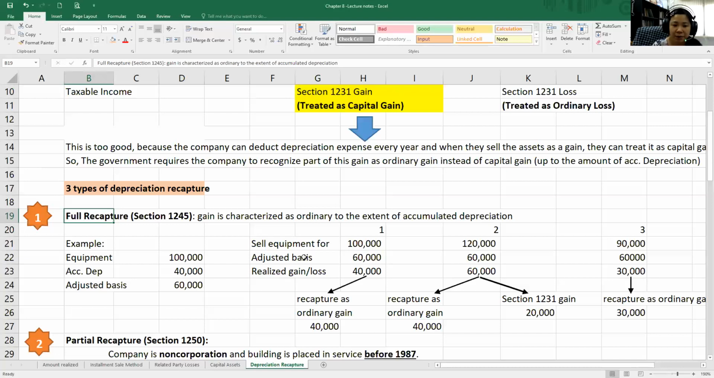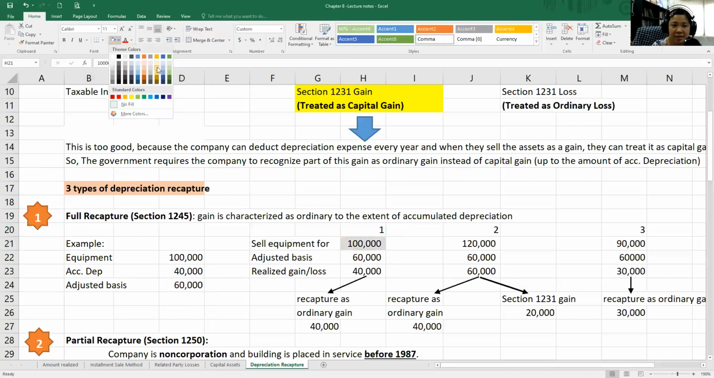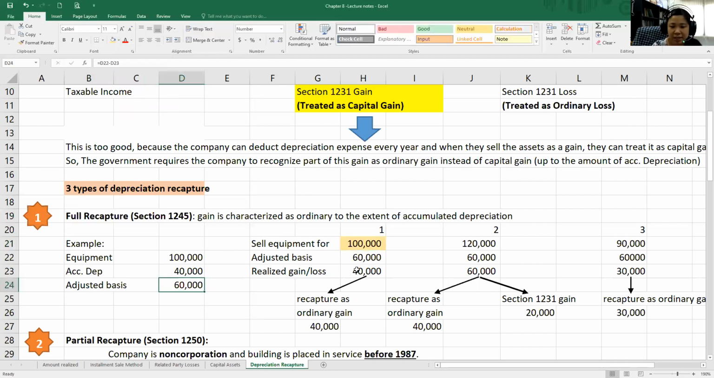Okay. For example, I have an equipment of 100,000 and I have an accumulated depreciation of 40,000. So 100,000 minus 40,000, my adjusted basis is 60,000. Now there are four situations here. I'm going to explain each one, okay? So the first situation is, what if I sell this asset for 100,000? Okay. Now adjusted basis is 60,000 and you sell it for 100,000. It means you realize a gain of 40,000.